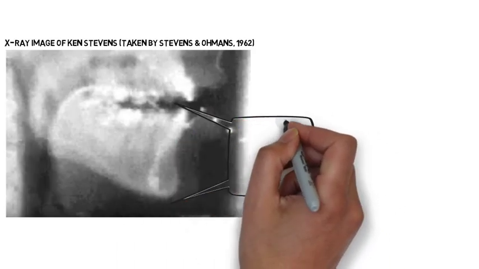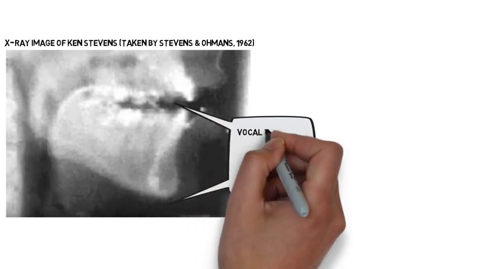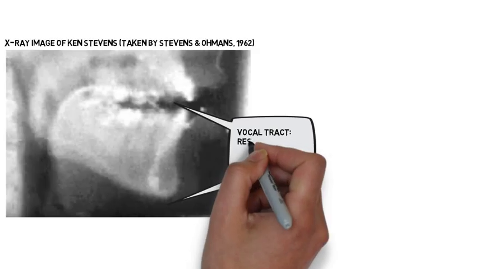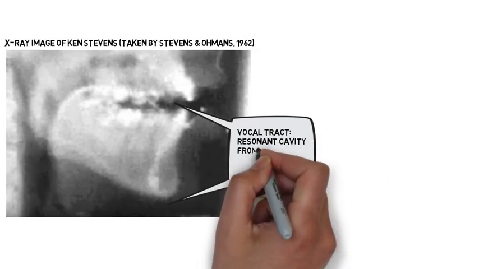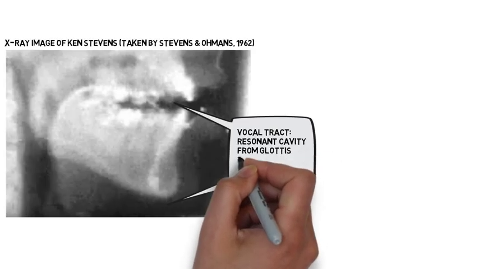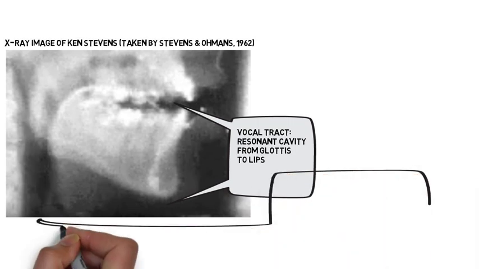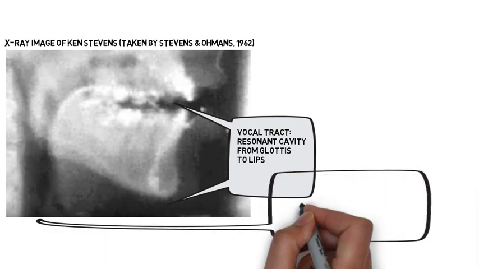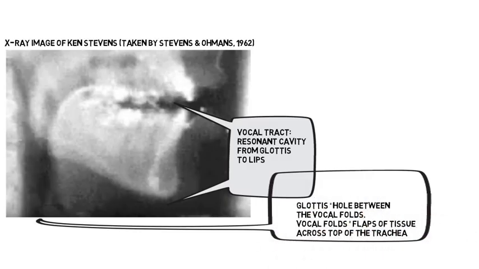of two sections. The first section is this resonant cavity between the glottis and the lips. This resonant cavity we call the vocal tract. It's walled off by the tongue on the bottom side and the palate on the top side and the lips on the front, and in the back it includes the pharynx all the way down to the glottis. The glottis is a term that we use, actually it's a Latin term, for the hole between the vocal folds. So it's the empty space between the vocal folds, like the hole in the donut.